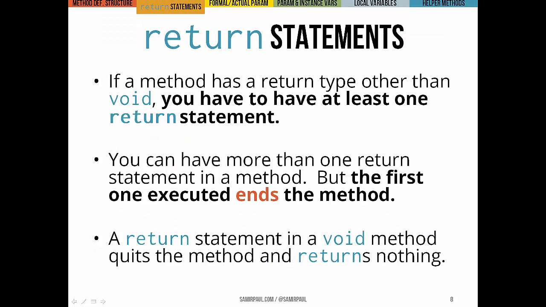First, with return statements. If a method has a return type, then you have to have at least one return statement in your code. And it has to return something of the same type as the return type in your method declaration. Now, you can have more than one return statement in your method, but just keep in mind, whichever one you get to first ends your method right then and there and returns that value back up to the method that called your method.